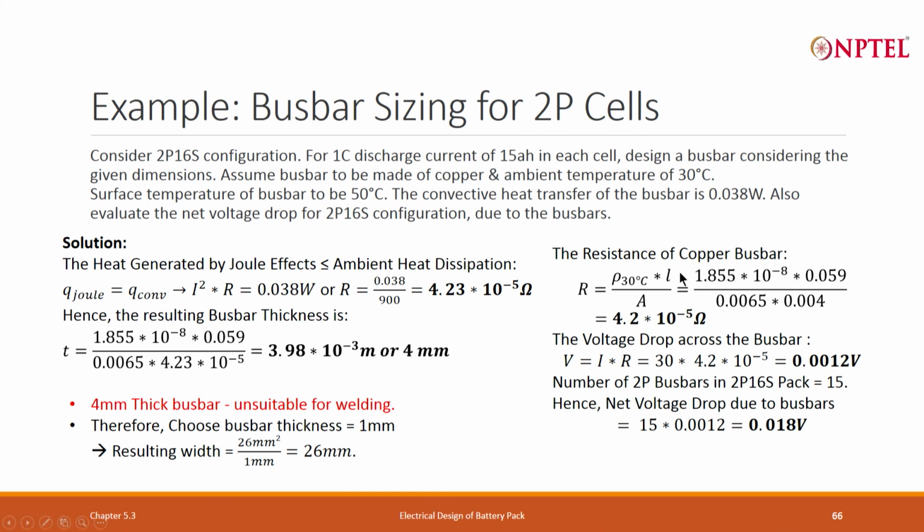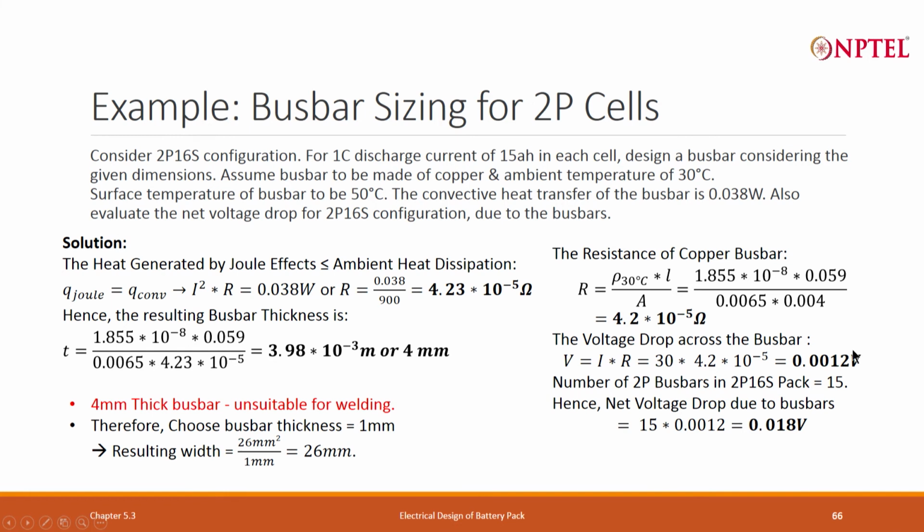So, here area of cross section comes as 26 mm square. Now, resistance of copper bus bar, same 4.2 into 10 to the power minus 5 ohm after taking these things. The voltage drop across the bus bar, V is nothing but R we know, I we know. So, 30 ampere into 4.2 into 10 to the power minus 5, that gives 0.0012 volt, or I can say 1.2 millivolt.